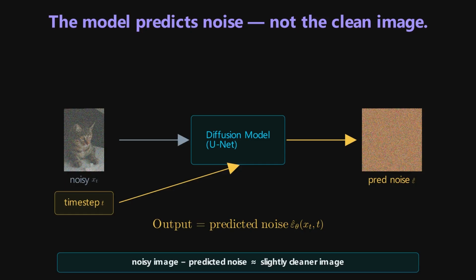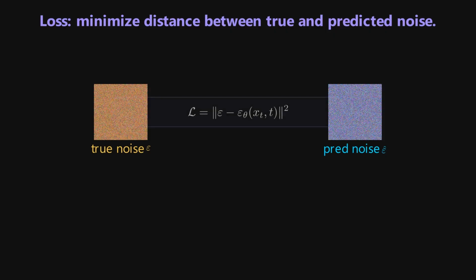If that estimate is good, we can subtract part of the noise away, and the image becomes slightly cleaner. Not perfect. Just slightly cleaner. And that is enough. Because if we repeat this many times, small improvements accumulate. Noise becomes shape. Shape becomes structure. Structure becomes image.